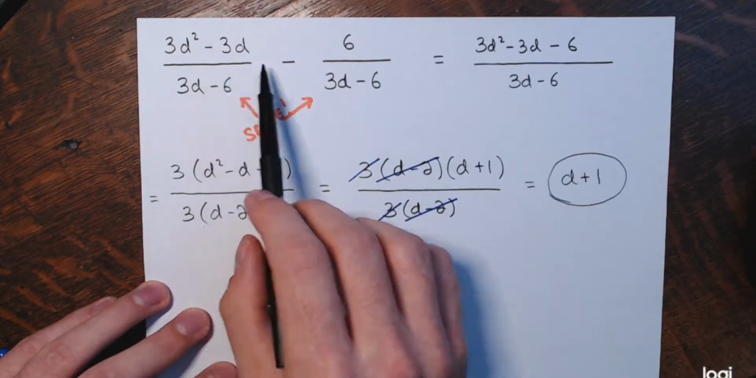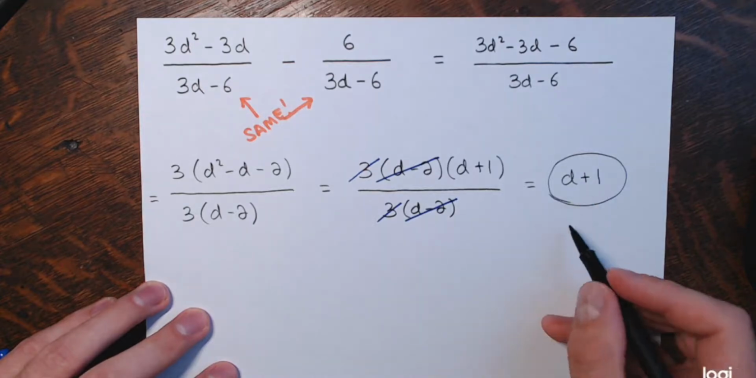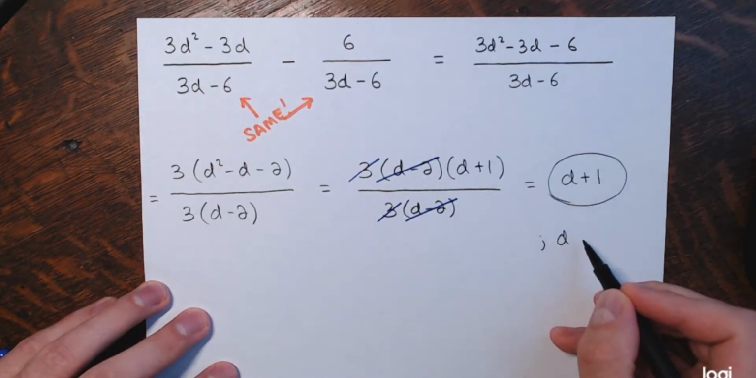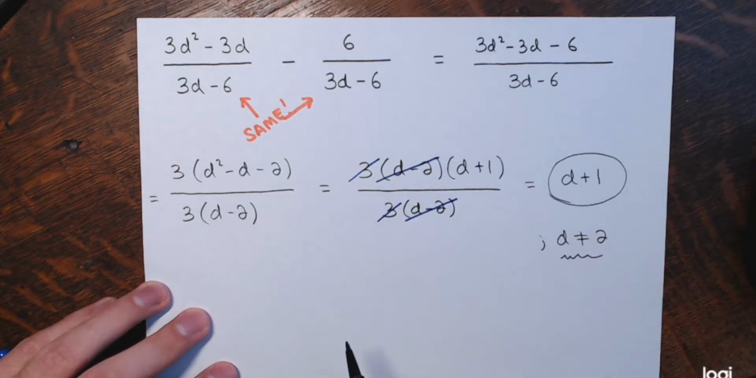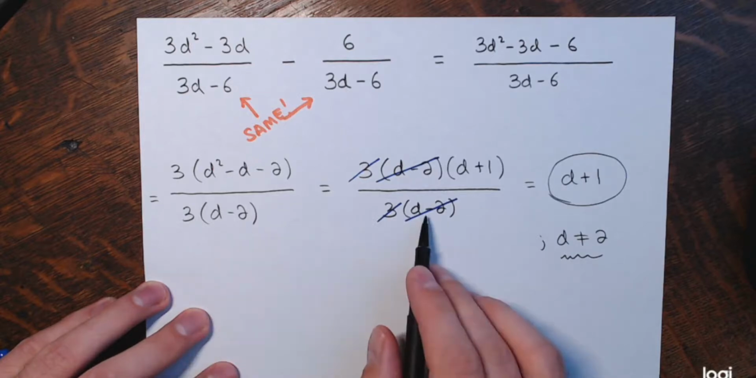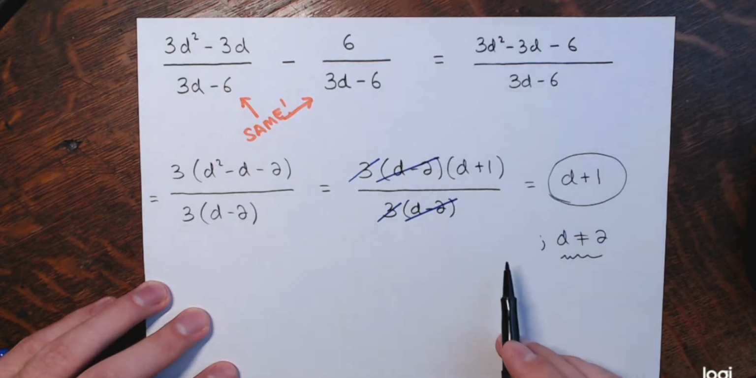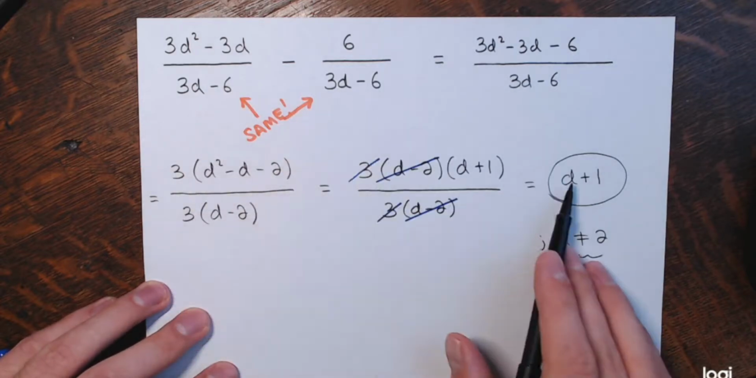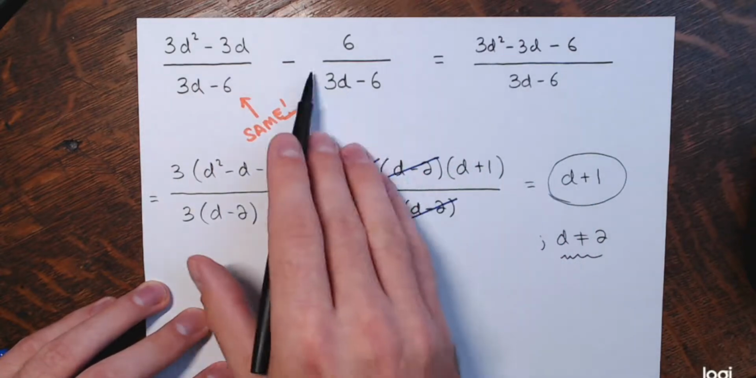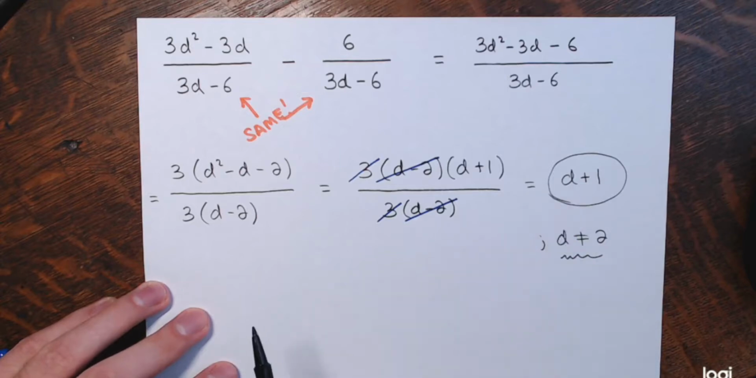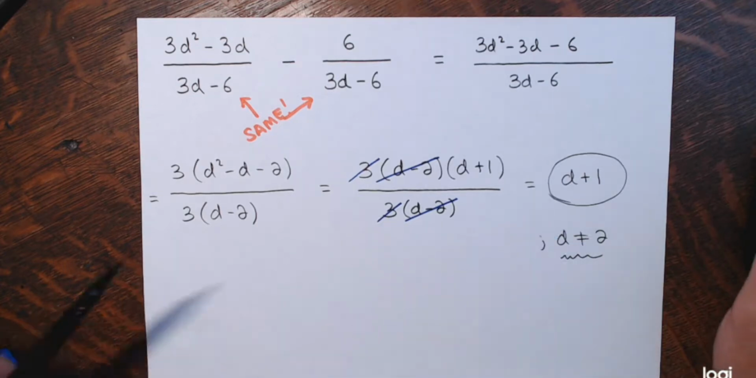So this original difference I was given will have the same value as d plus 1 for any value of d except positive 2. I can't replace d with 2, because if I do, I'll be dividing by 0 throughout the problem, and that's bad, right? That's undefined. But for anything else, if I replace d with 0, both these expressions should have a value of 1. If I replace d with 1, both these expressions should have a value of 2. And so on, right? I leave it to you to check different values of d, but all I'm putting in at the end is d plus 1.